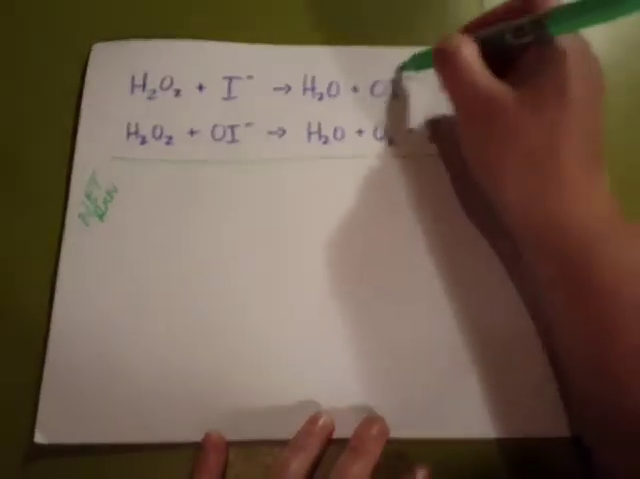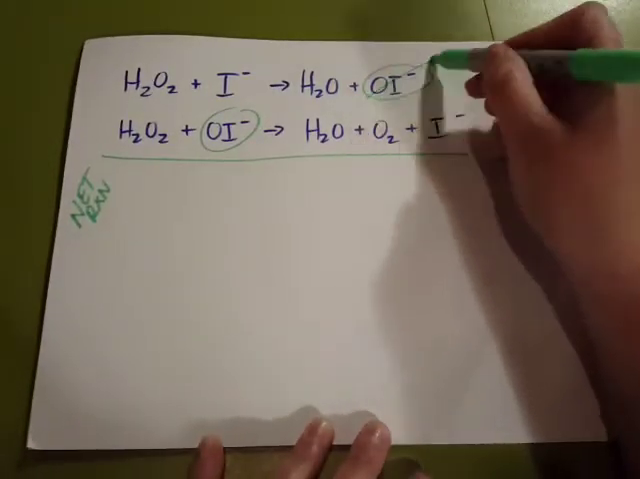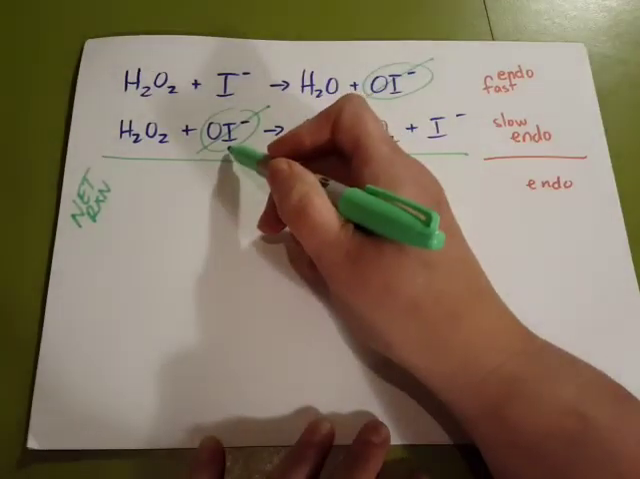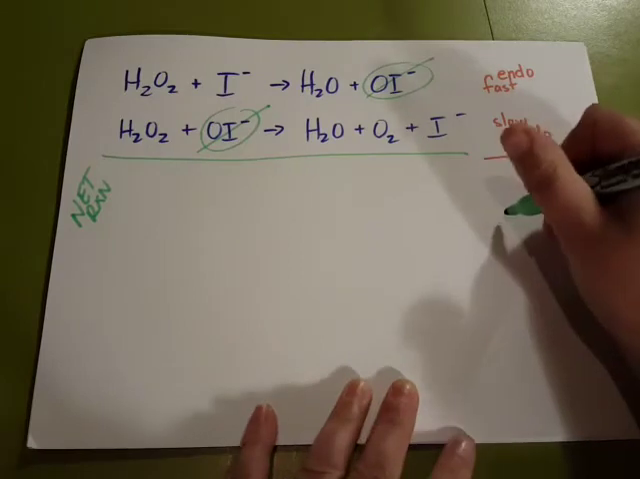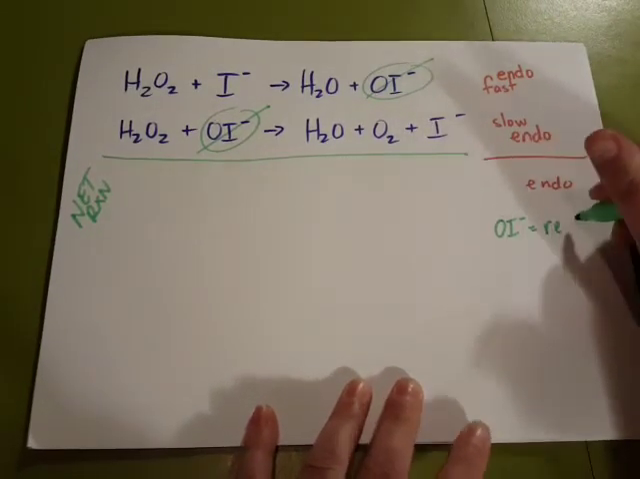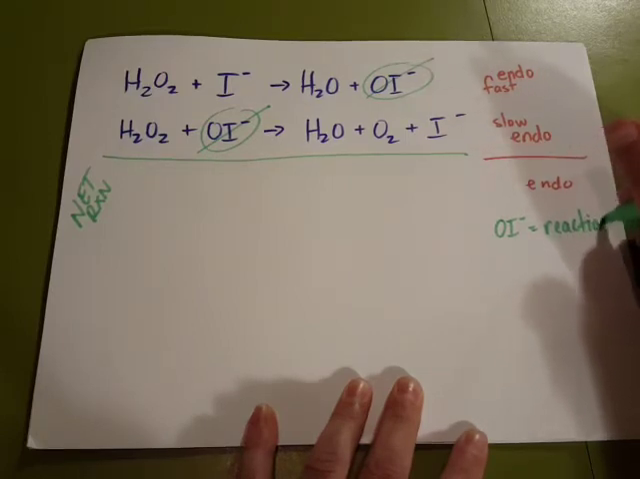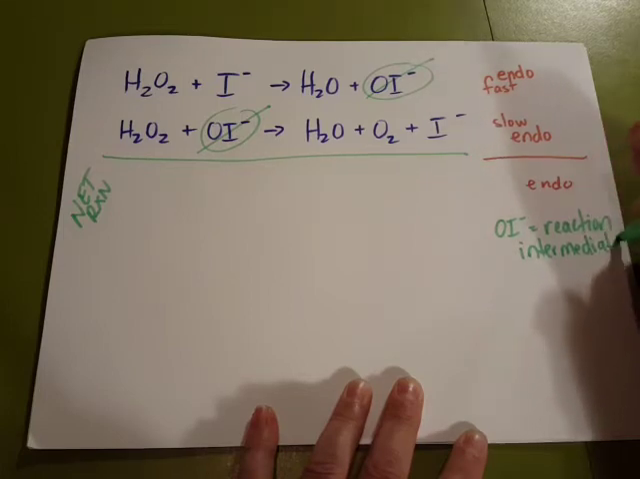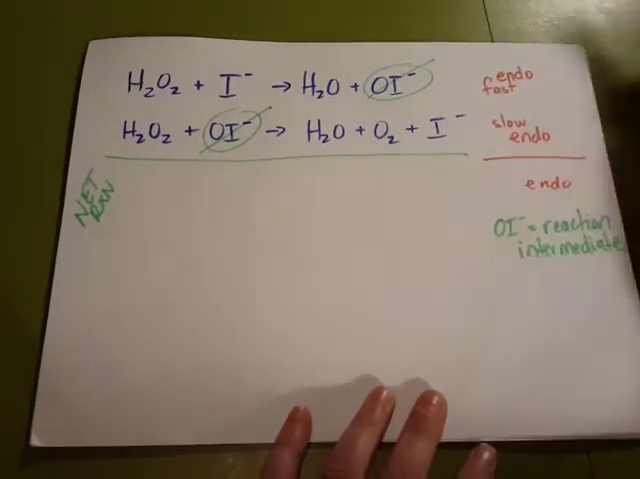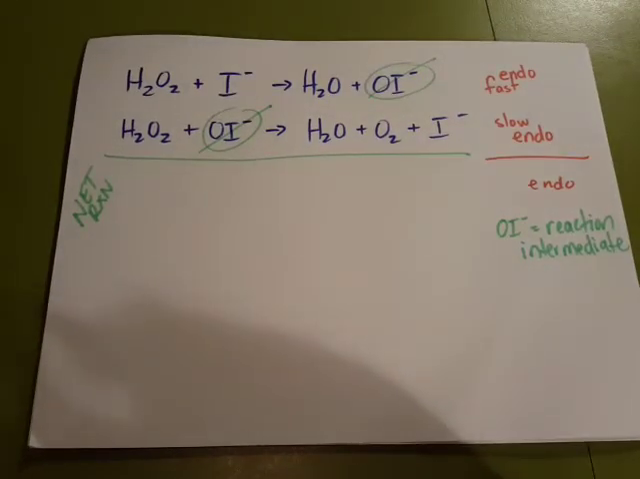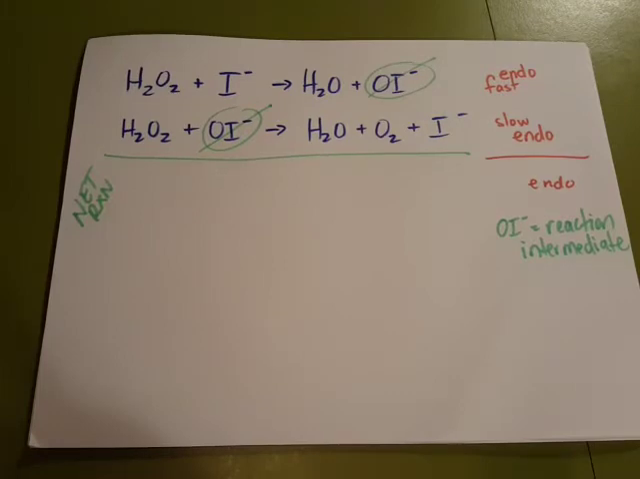So I'm looking right here. I'm seeing these guys. This OI ion that has been created in step 1 and then consumed entirely. So I would want to make a little note to myself that OI is a reaction intermediate. We see it as a product first, and then it's consumed in a subsequent step as a reactant. Don't get this confused with activated complex.